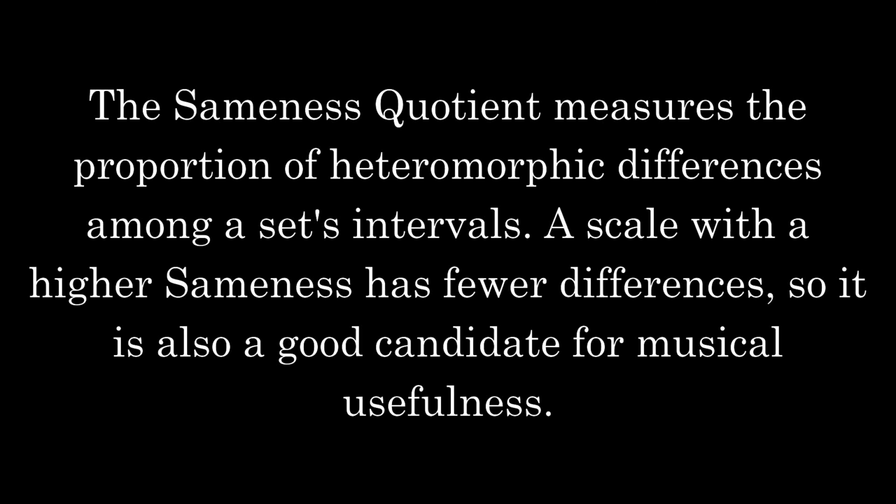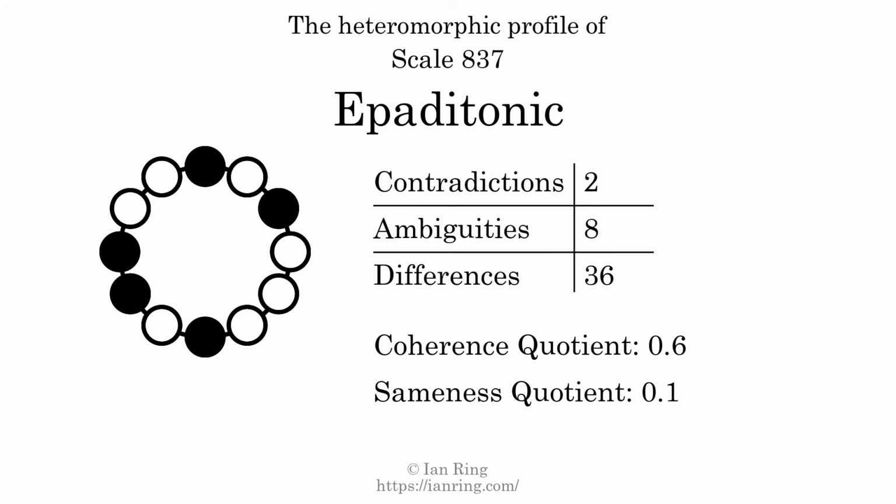The sameness quotient measures the proportion of heteromorphic differences among a set's intervals. A scale with a higher sameness has fewer differences, so it is also a good candidate for musical usefulness. The sameness quotient is 0.1.